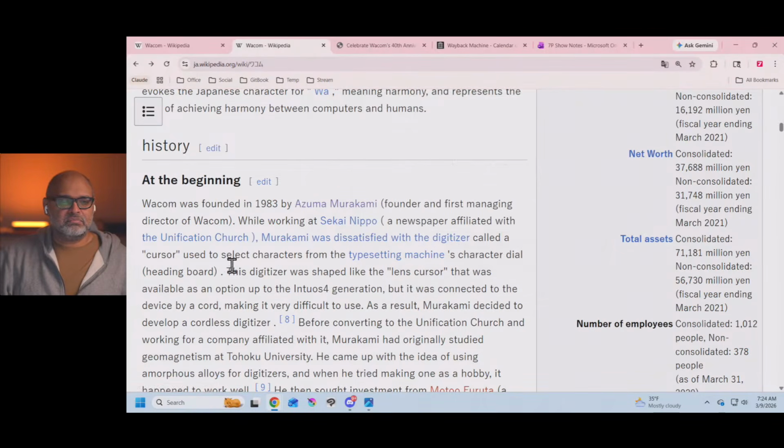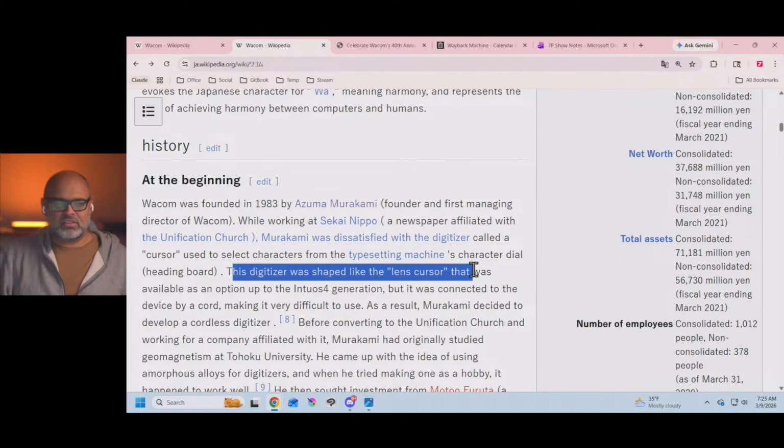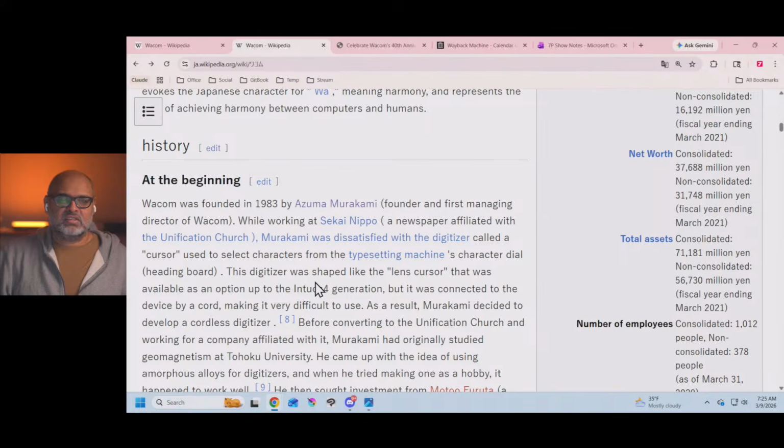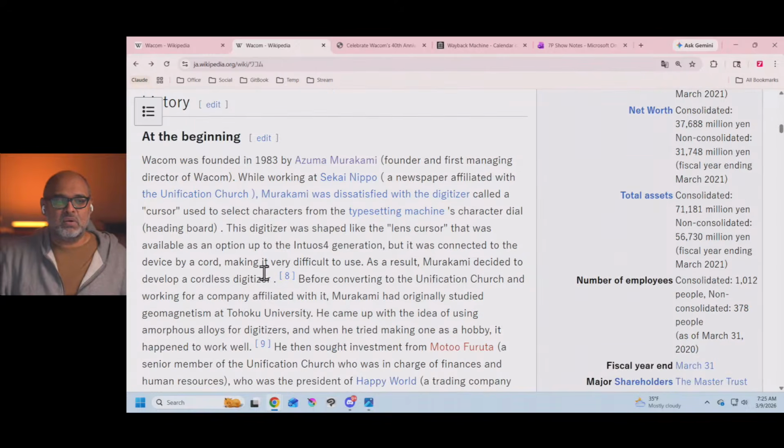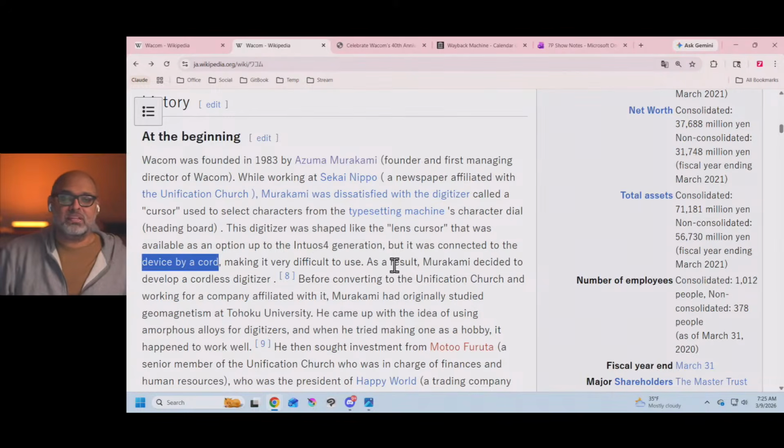Now it's the digitizer was shaped like a lens cursor. Well, you're going to see examples of these things, so don't worry. Okay. So there's some kind of thing relating to typesetting, which involves a cursor, and notice it says it was connected to the device by a cord, making it very difficult to use. So Murakami decides to make a cordless digitizer, okay?